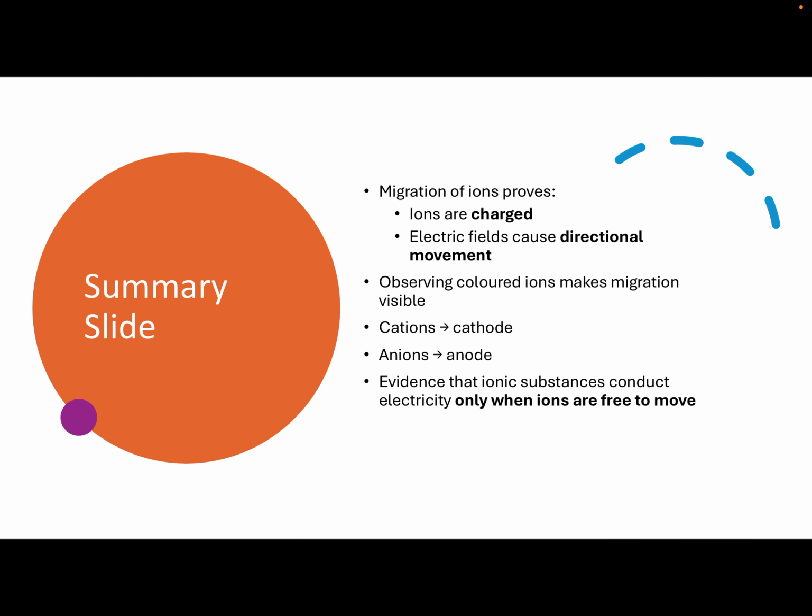In conclusion, the migration of ions shows that ions are charged and move in specific directions when an electric field is applied. Coloured ions such as manganate, copper, and chromate ions make it visible. Cations move towards the cathode, and anions towards the anode. This explains how ionic substances conduct electricity when ions are free to move.